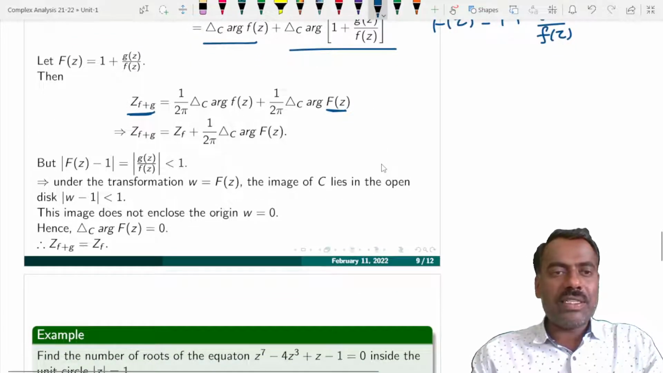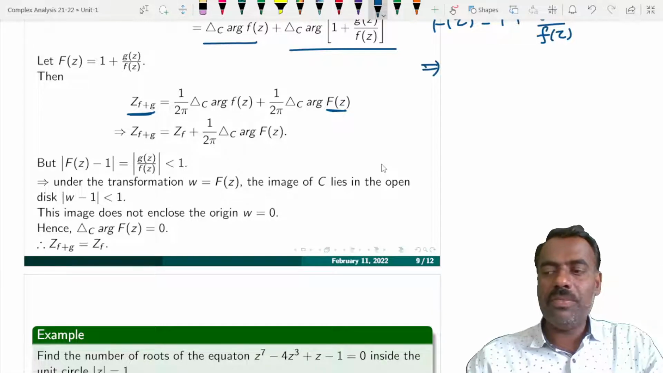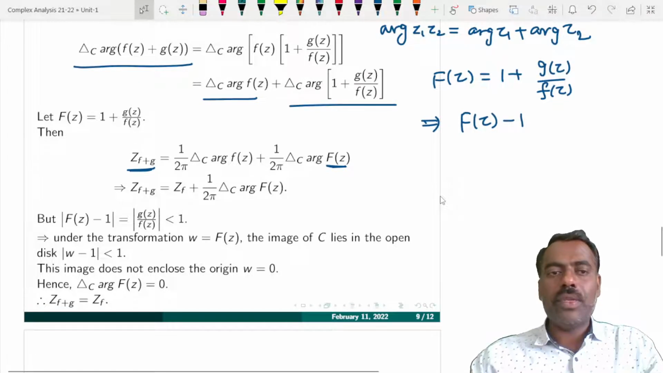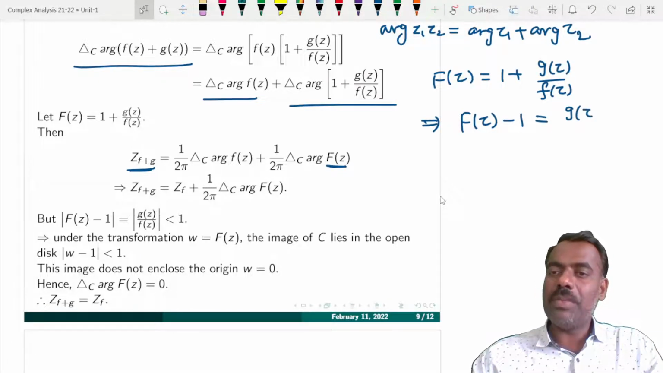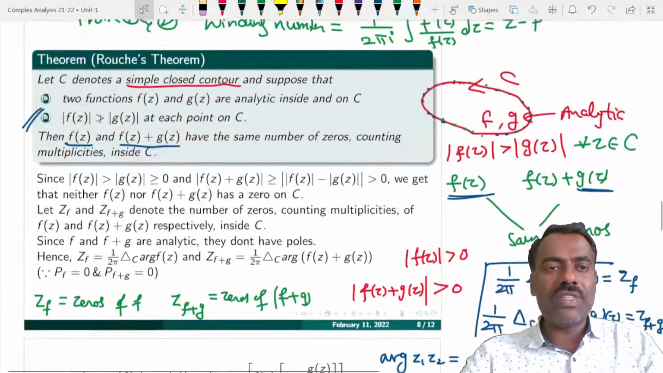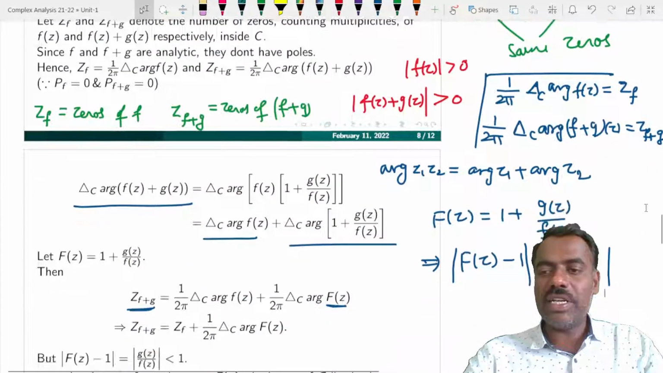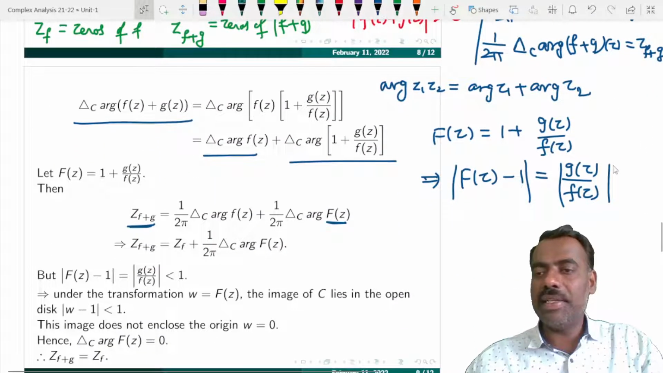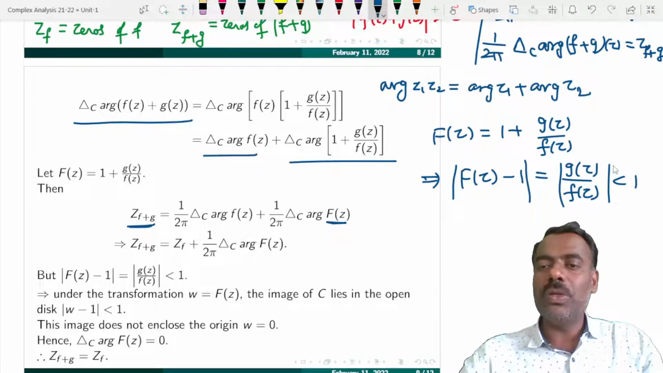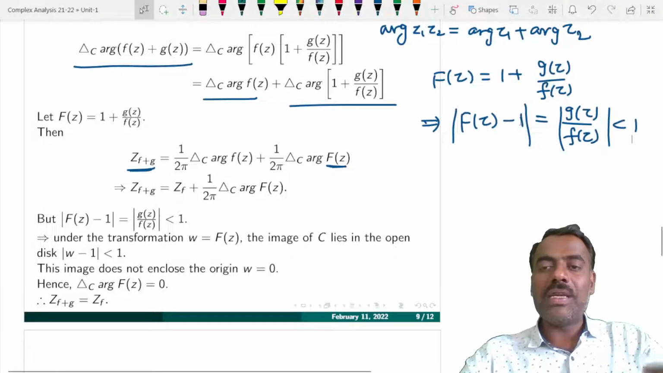If we observe this here, capital F of z minus 1 is nothing but g of z by f of z. Okay, so if you take modulus, this is this. But we know by given assumption mod f of z is strictly greater than mod g of z. So therefore when you take modulus, this is strictly less than 1. So mod capital F of z minus 1 is strictly less than 1. Therefore capital F of z cannot be 0.